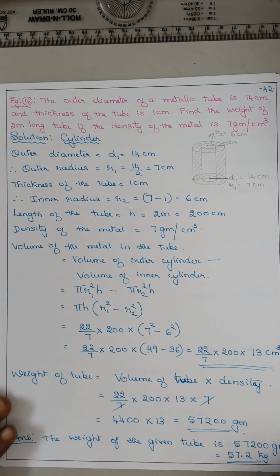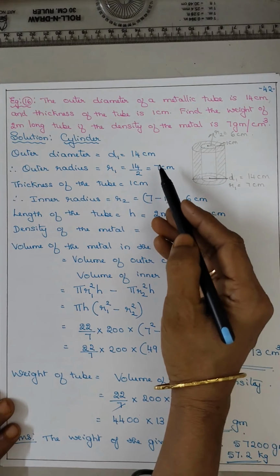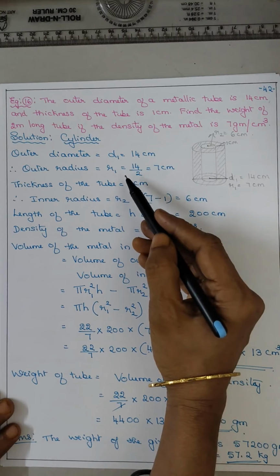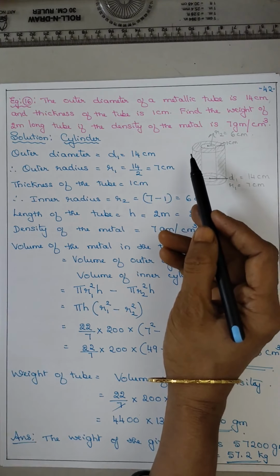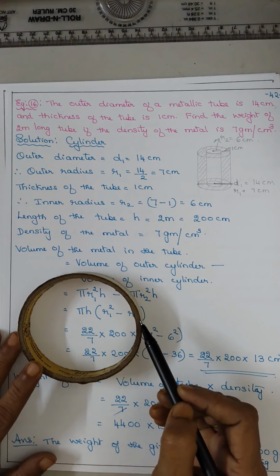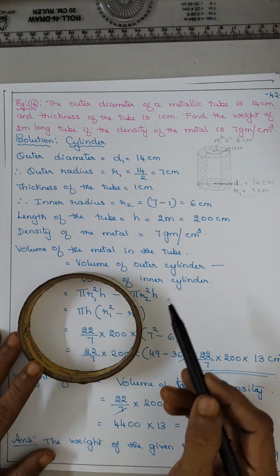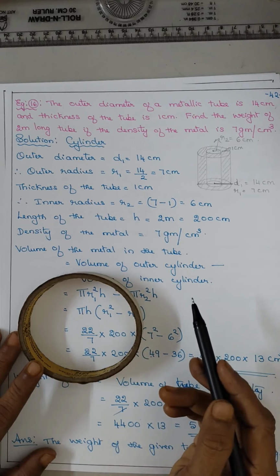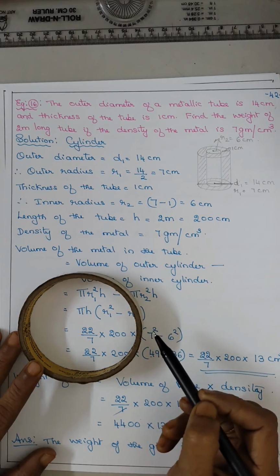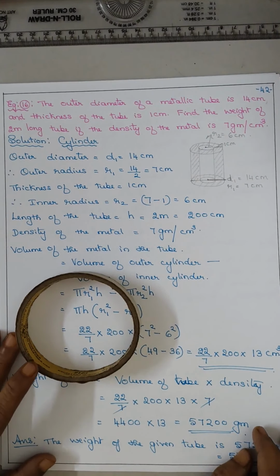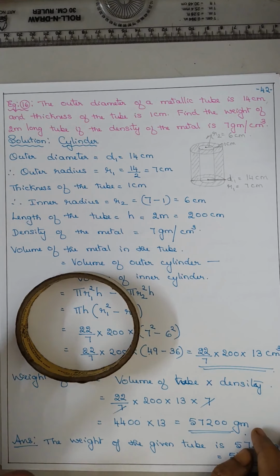तो फर्स्ट आप लोगों को दिए हैं आउटर डायमीटर, तो आउटर डायमीटर से आउटर रेडियस फाइंड आउट करो. फिर थिकनेस दिया है, तो इनर रेडियस फाइंड आउट करो. कैसे? Outer radius minus the thickness, you will get the inner radius. Length of the tube is given and the density of the metal दिया है. You have to find the weight of the metal, weight of the full tube.